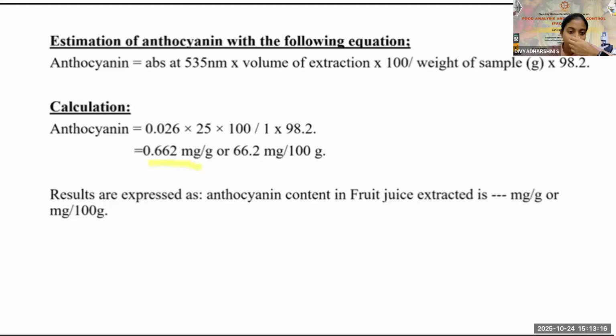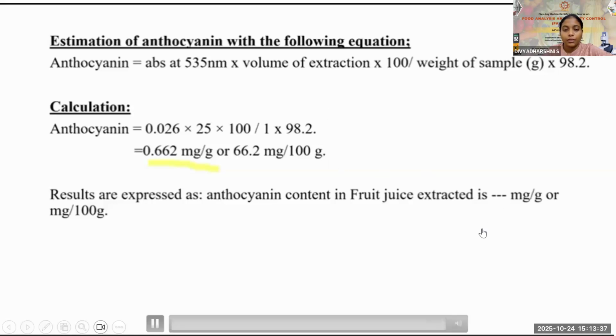0.662 mg per gram, or we can express 66.2 mg per 100 grams of sample. So we can say that the anthocyanin content in the fruit juice is 0.662 mg per gram, or else 62.2 mg per 100 grams of sample. So that's it for the anthocyanin calculation.